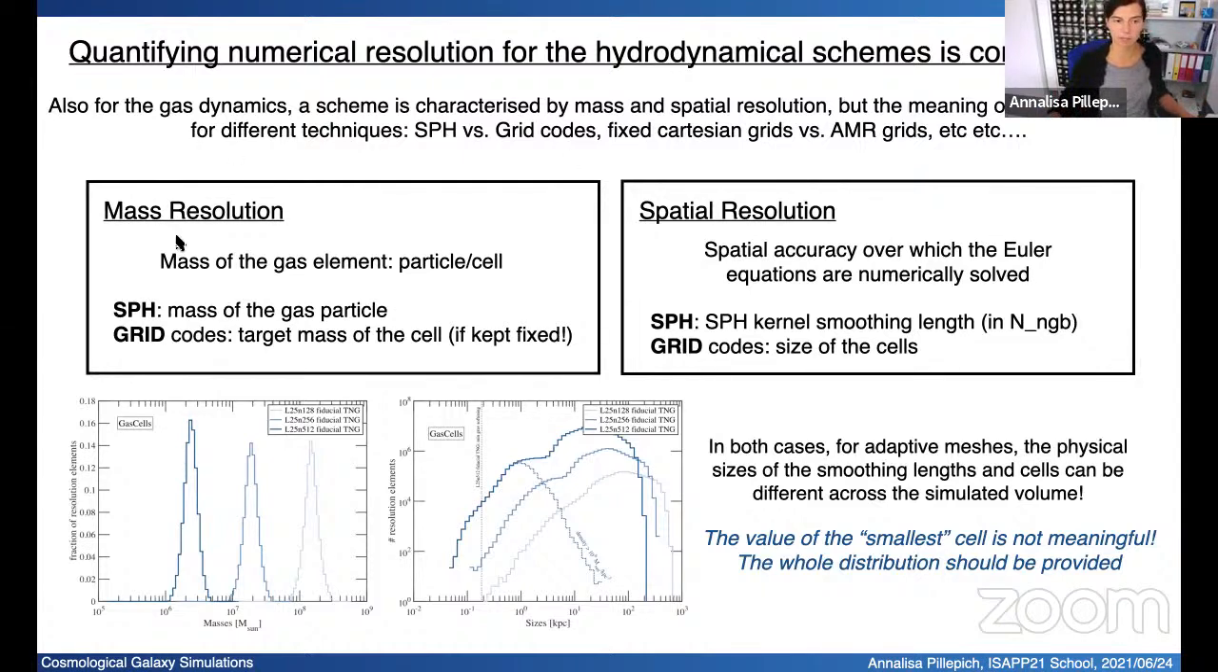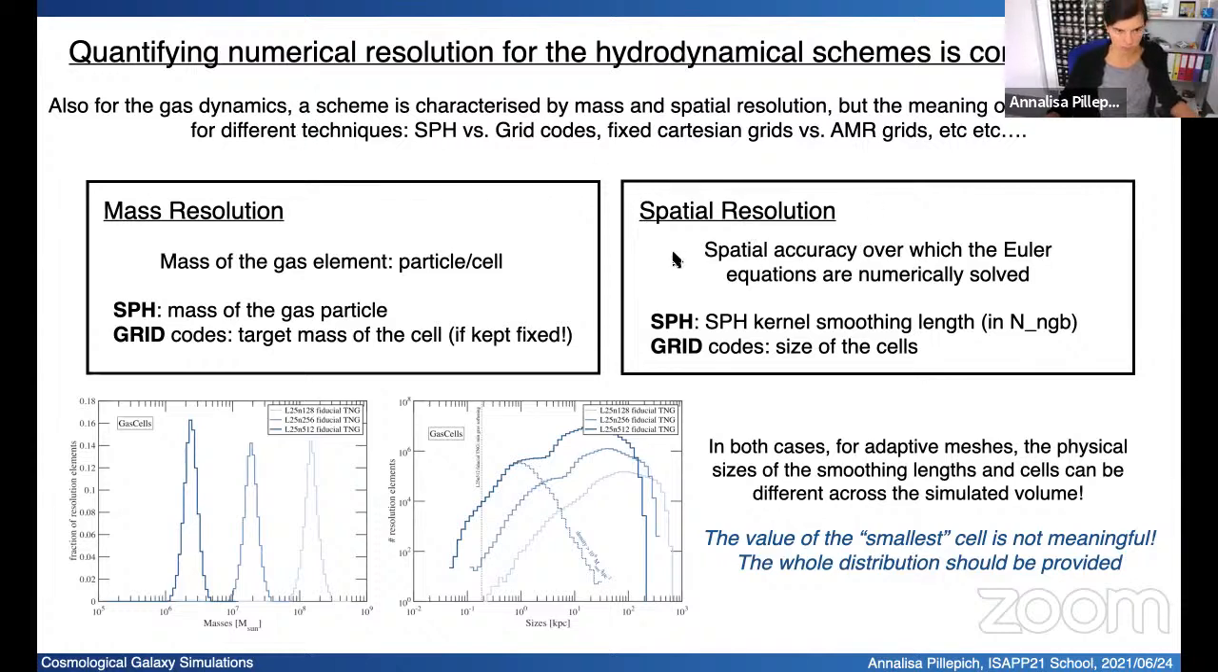So the mass resolution essentially tells you the mass of the gas elements, whether a particle or a cell. In the case of SPH codes, it is the mass of the gas particles that you have decided for the discretization of your total amount of gas. And for grid codes, it is the target mass of the cell in case this is kept fixed.